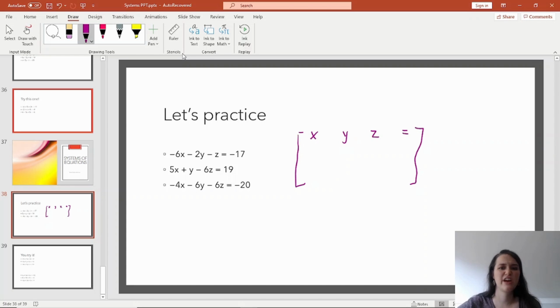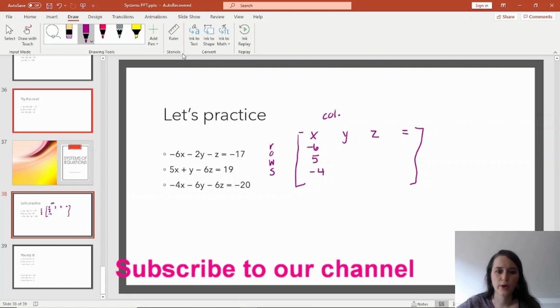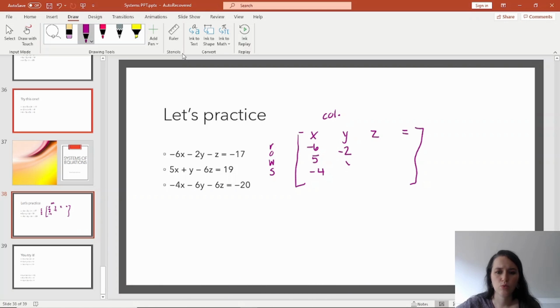Pretend that's a straight line with me. So these are your columns at the top, and rows over here. The x's are going to line up, so this is going to be negative 6, 5, negative 4. Your y's are going to be negative 2, 1, negative 6, negative 6. Okay, and then my equal sign, so 17, negative 17, 19, and negative 20. So that's what I'm going to put in my matrix.